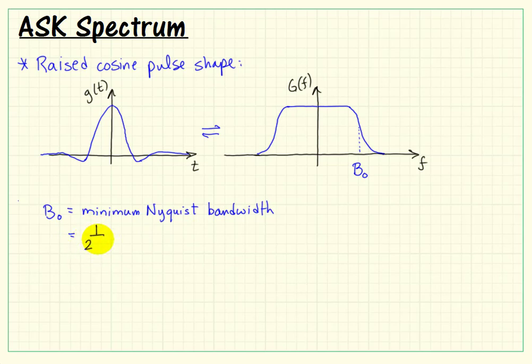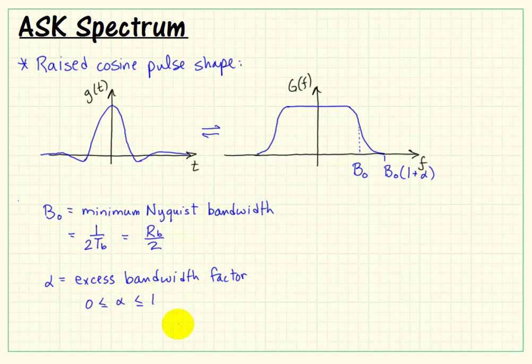B sub 0 is called the minimum Nyquist bandwidth. That corresponds to the bit rate over 2. And this little bit of a tail extension here is given by the factor alpha. So the bandwidth is extended just a bit by this factor alpha, which is called the excess bandwidth factor, also called the roll-off factor sometimes.